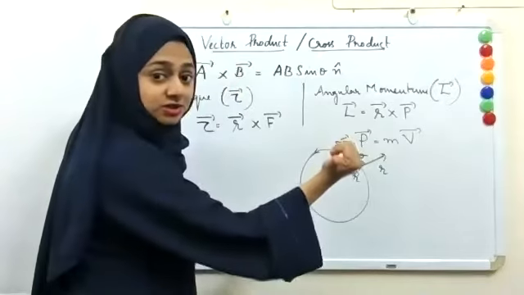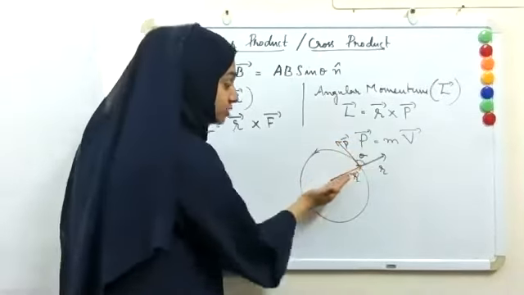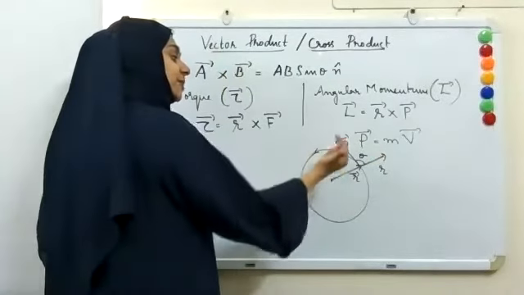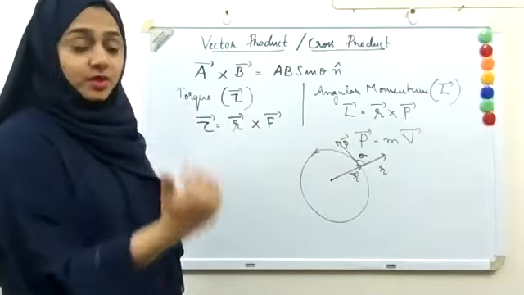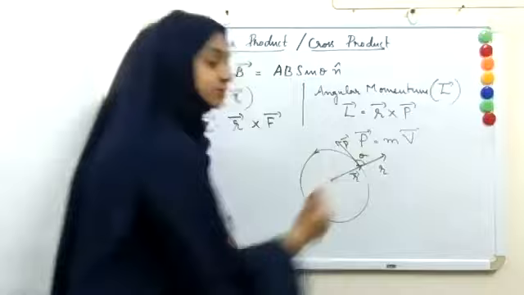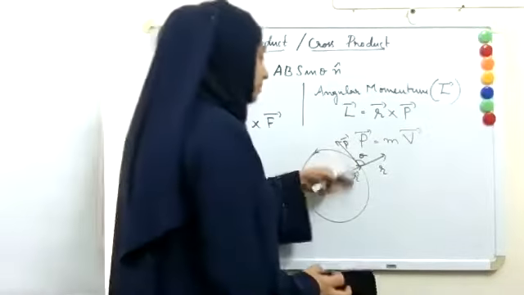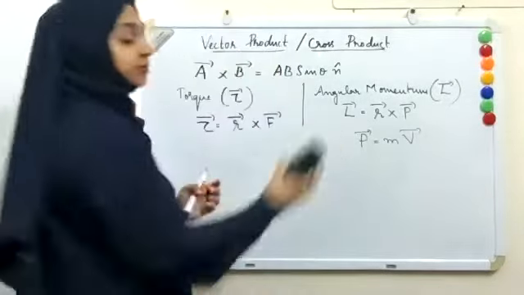See, what is the direction of angular momentum? Outwards. It's perpendicular to both the radius vector and the momentum P vector, and it is pointed outwards. Okay, so outwards means it's along the axis. It's perpendicular to the plane of rotation, that is perpendicular to both radius and P.